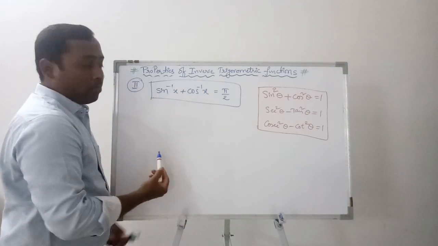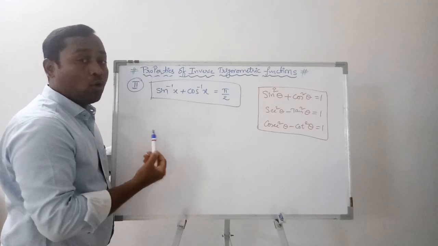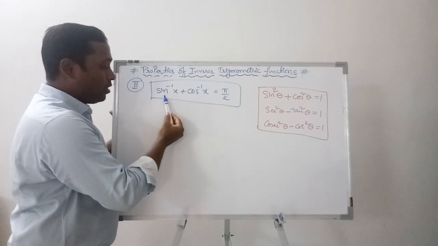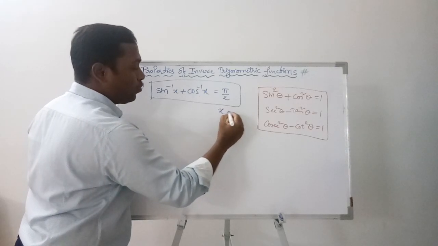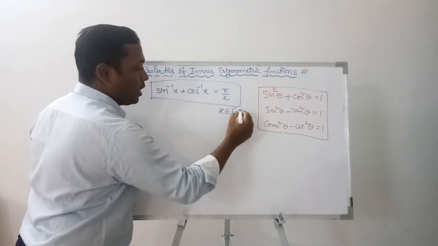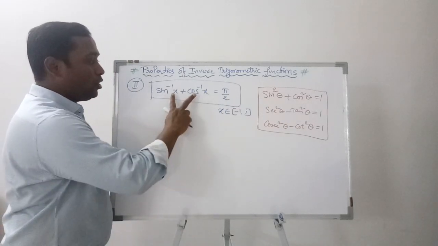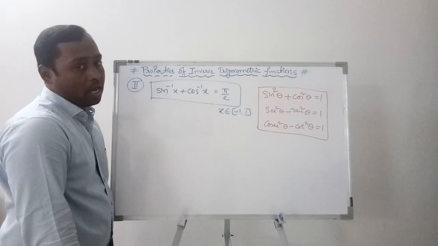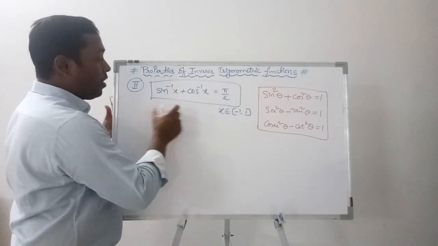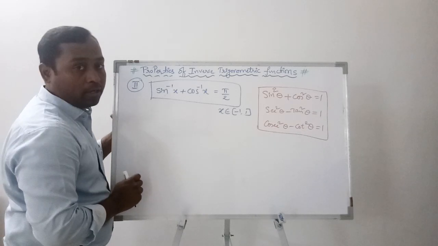How can it be possible? Because sin inverse x and cos inverse x have the same domain. If you have remembered the domain of these two functions, x belongs to minus 1 to 1 only. Hence, the relation between these two inverse trigonometric ratios is possible. Now we are going to prove how this property will work.